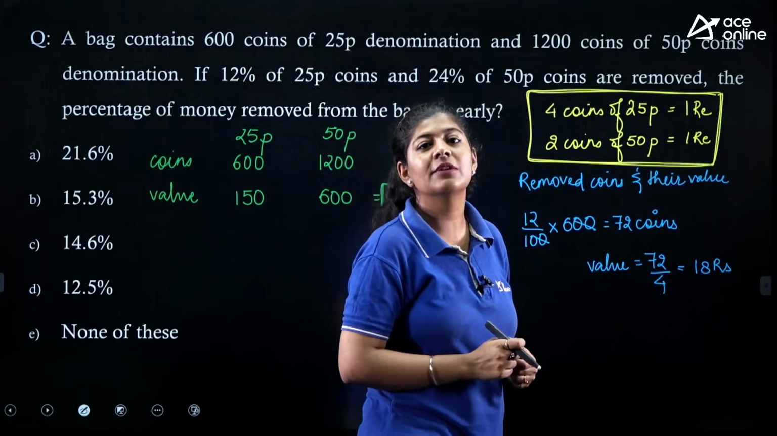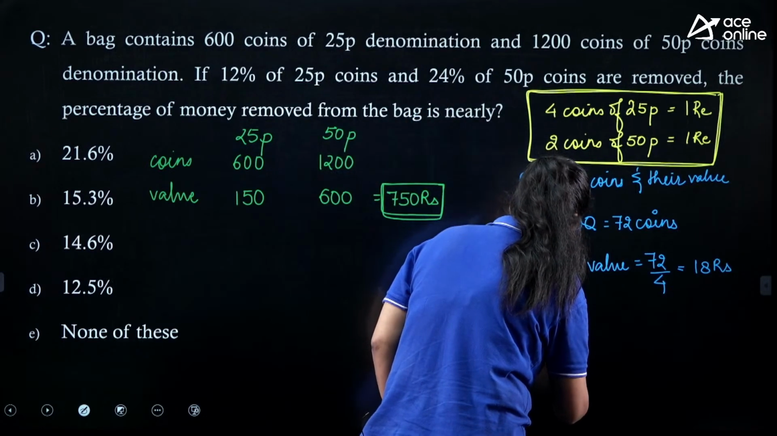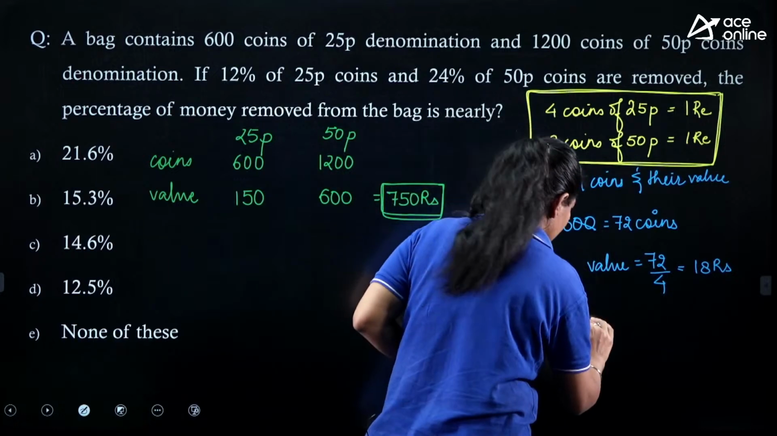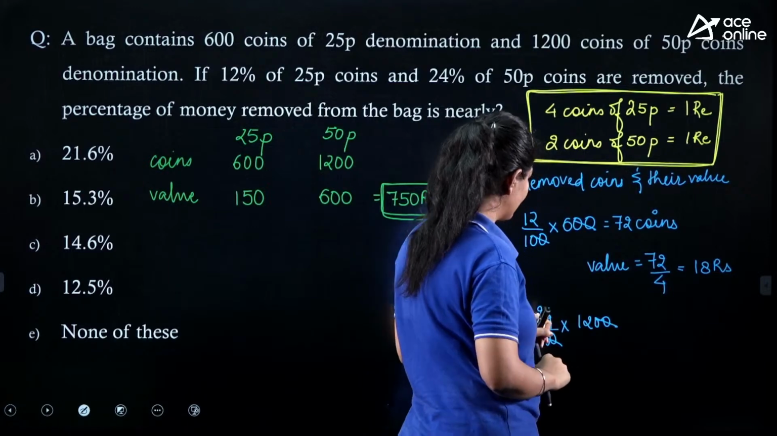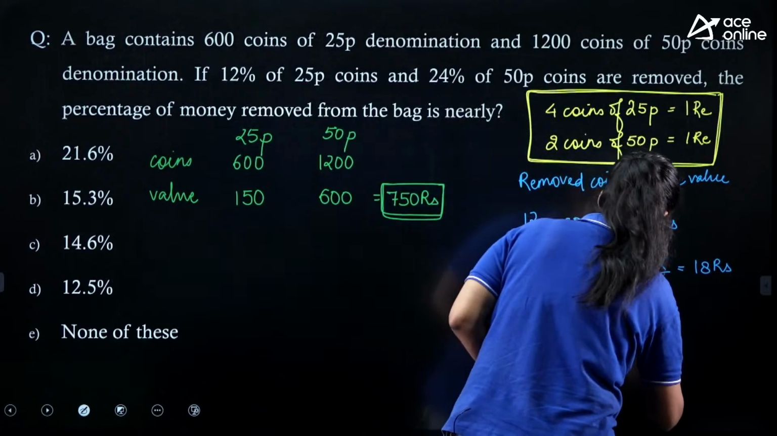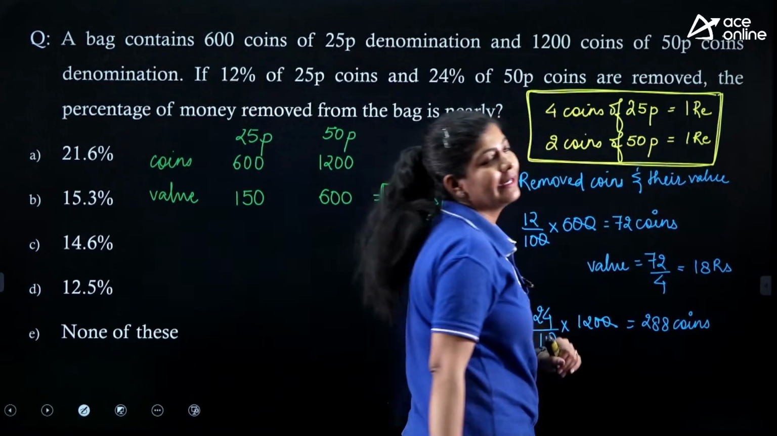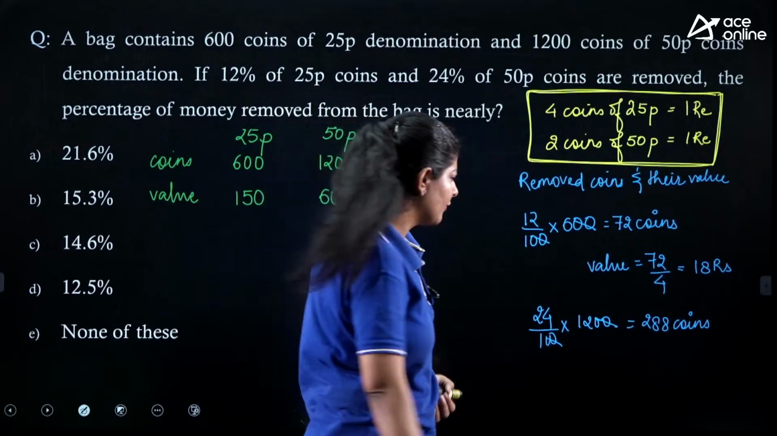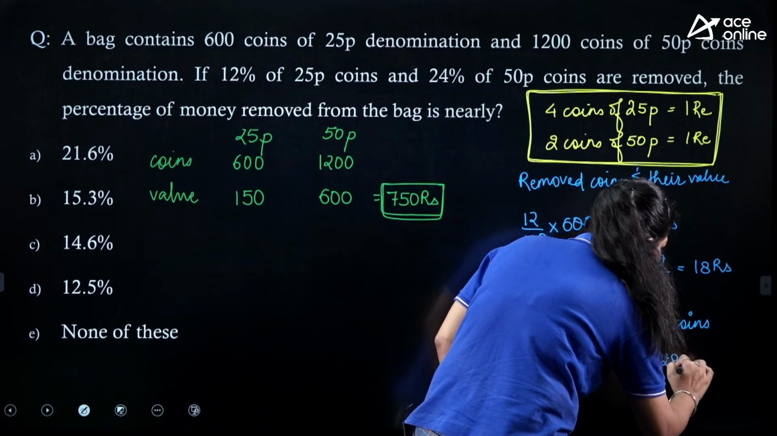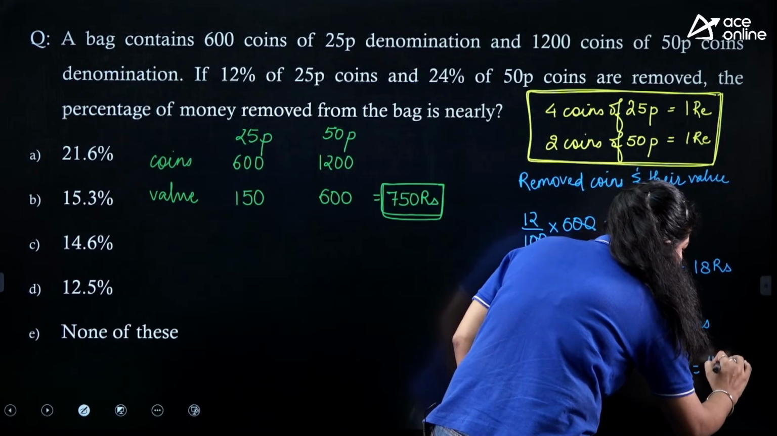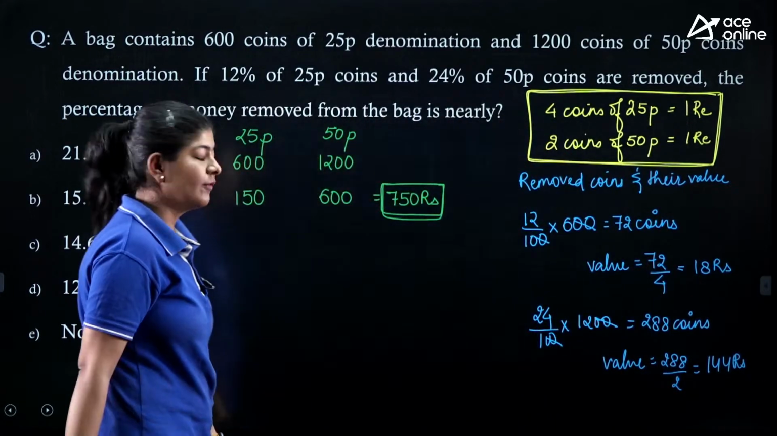Similarly, we need to calculate the same thing for the 50 paisa coin, where we are removing 24%. So 24, and how many coins are we having? 1200. So these two zeros are eliminated, and basically we need to multiply 12 into 24. It is nothing but 288 coins. We are removing 288 coins. Again, I need to find out the value, so we get 288 by 2. So we are removing 144 rupees.